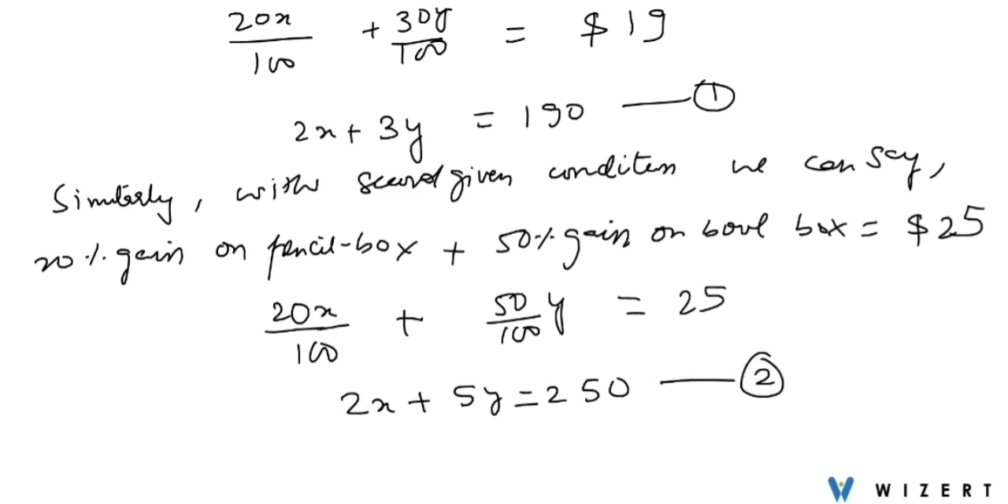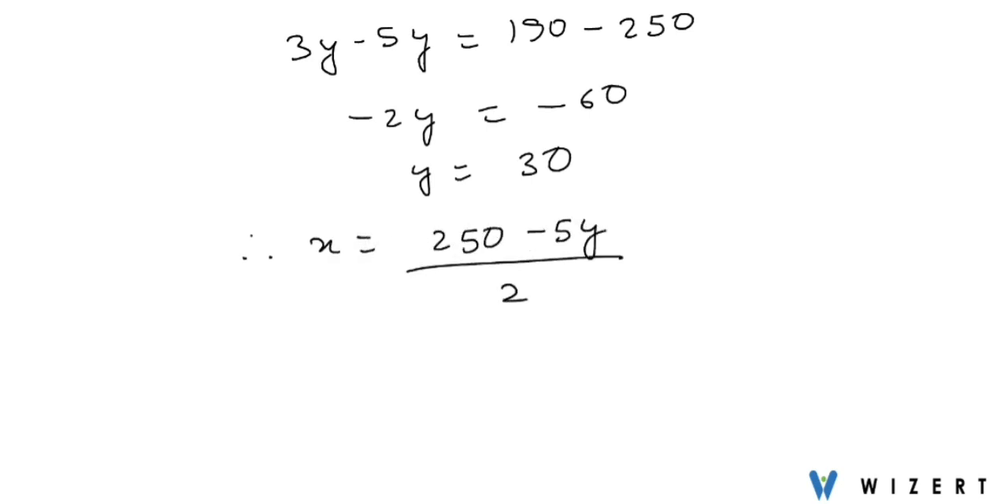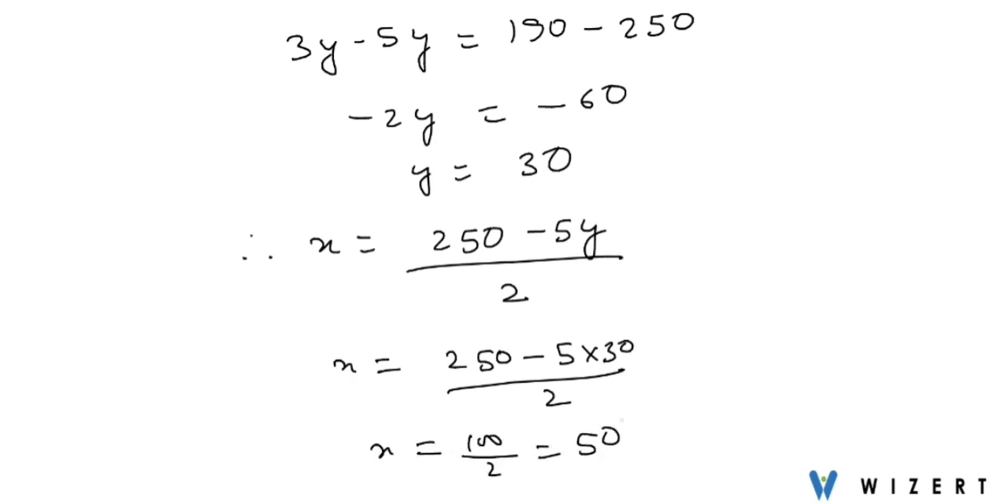Now we can see, if we subtract 1 and 2, 2x will get cancelled and only the Y variable will remain, and we can obtain the value of Y. So 3y minus 5y is equal to 190 minus 250, which is minus 2y equal to minus 60. So y obtained is 30. Therefore, let us find the value of x from one of the equations given above. If we substitute y value as 30, we get the value of x as 100 by 2, which is equal to 50. So we obtained x and y.